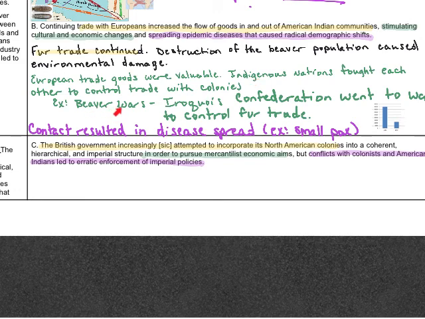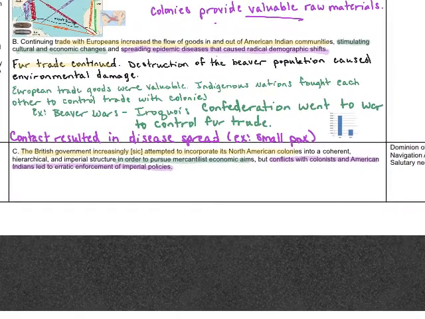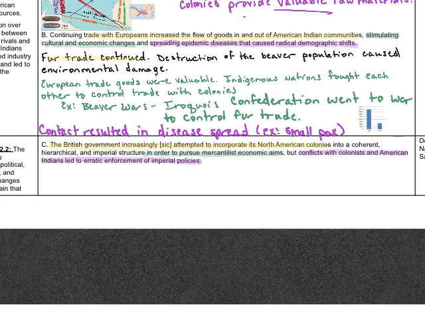And an example of this would be the Beaver Wars. The Iroquois Confederation is going to go to war with neighboring indigenous nations to control the fur trade because it was so valuable, not only economically, but maintaining a relationship with the British was also a bit of defense and self-protection.